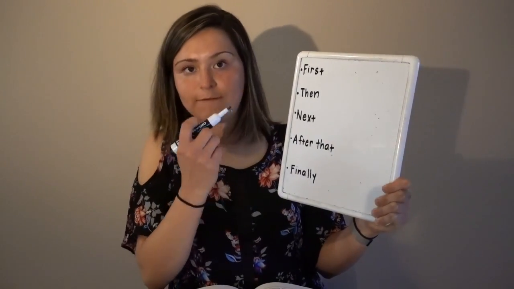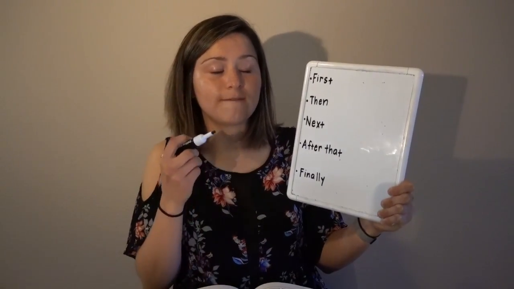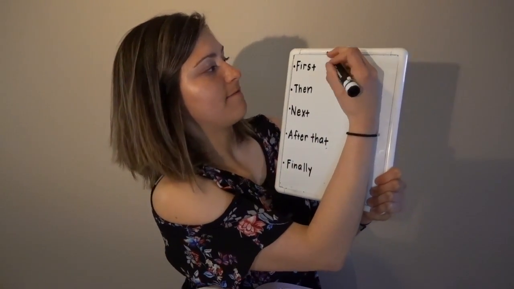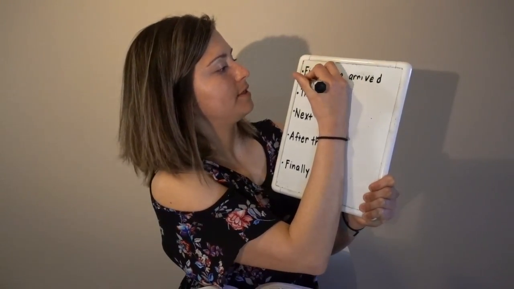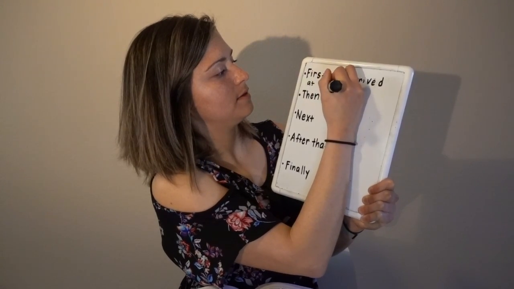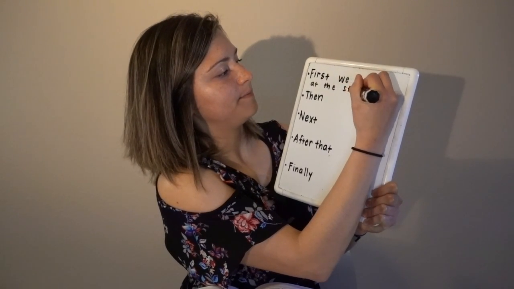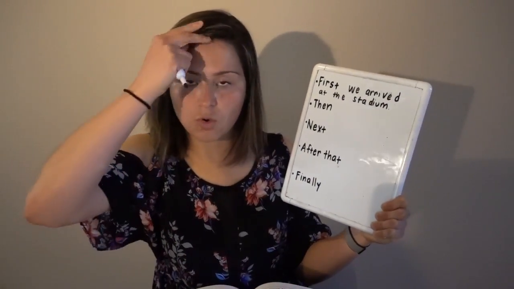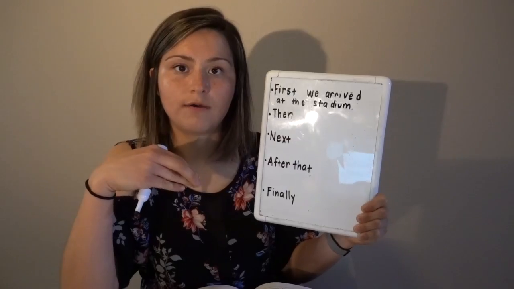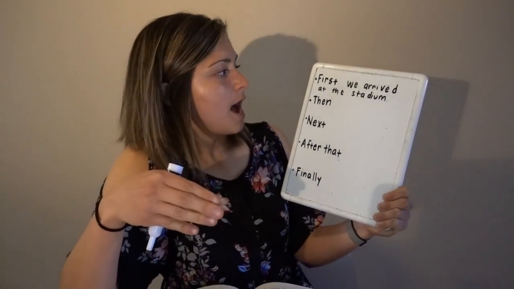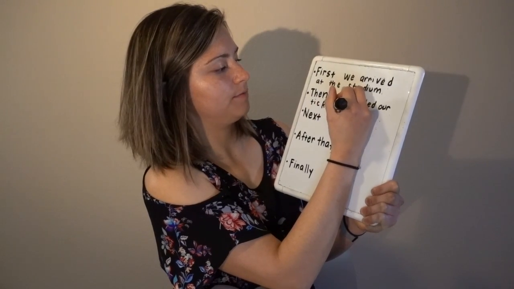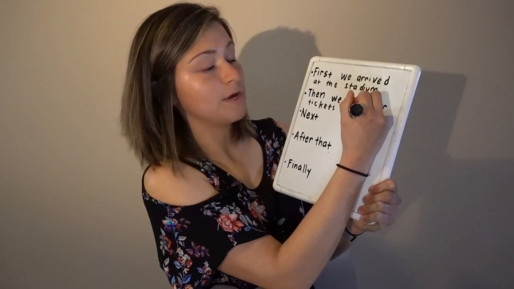So when I look at the word first, I want to tell it in order. The first thing that we did was that we arrived at the stadium. So I'm going to write first, we arrived at the stadium. Now going in chronological order, that means I'm going in the order of the way that the events happen. I'm going to write then we handed our tickets over so that we could go into the game.